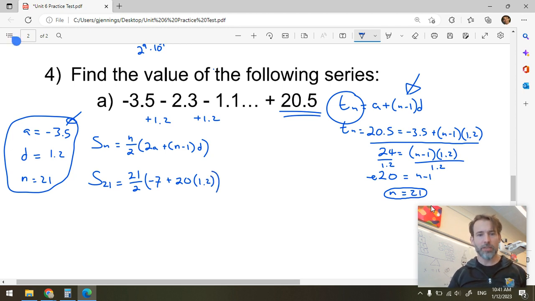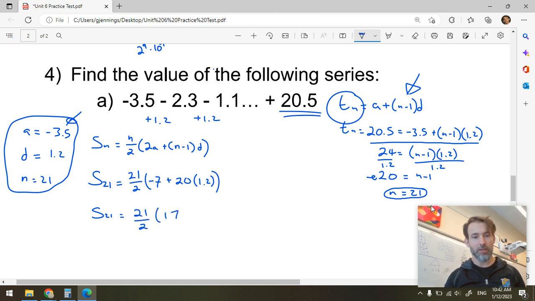Now this simplifies in here to negative 7 plus 24. Negative 7 plus 24 is 17. So the sum of the first 21 terms is equal to 21 over 2 times 17. And that is 357 over 2.